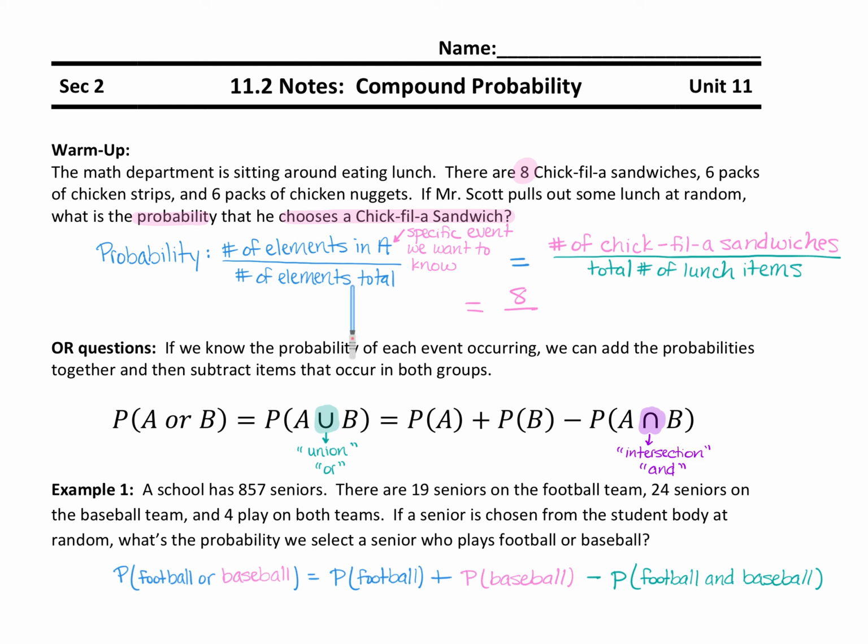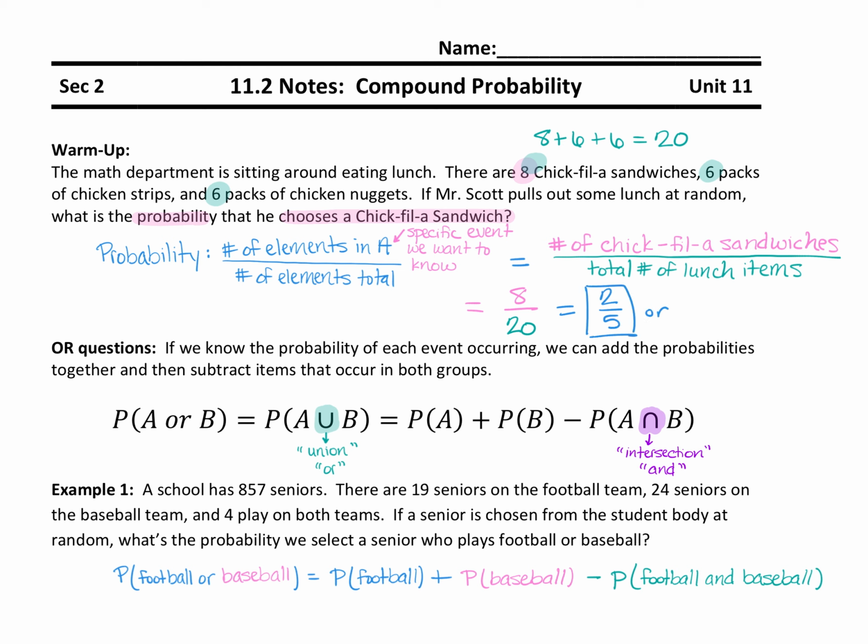And then on the denominator, we put the number of elements total. So that's, in this case, the total number of lunch items. So we need to count the 8 Chick-fil-A sandwiches, the 6 packs of chicken strips, and the 6 packs of chicken nuggets. So that's 8 plus 6 plus 6, which is 20. So there are 20 total lunch items. And 8/20ths can be simplified to 2/5.